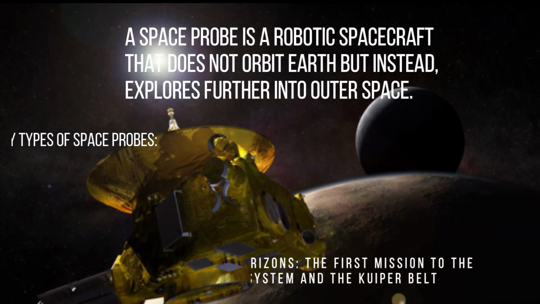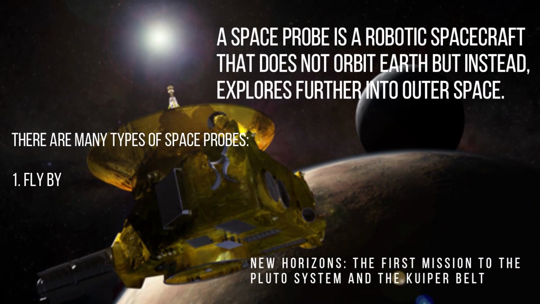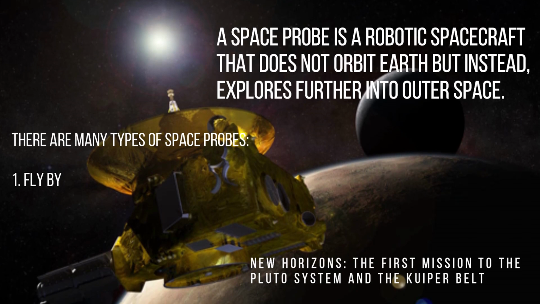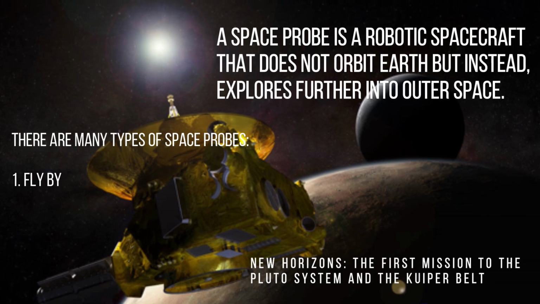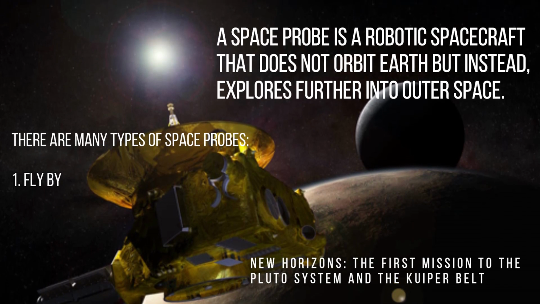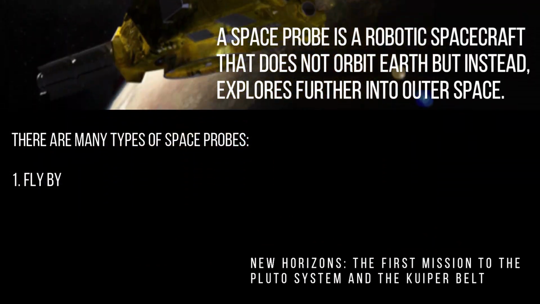A space probe is a robotic spacecraft that doesn't orbit Earth but instead explores further into outer space. Now, going into the types of space probes, we have first the flyby. It is a space probe which flies past celestial objects and tells us what a body looks like. It takes measurements of temperature, light, gravity, mass, magnetic field, atmosphere, composition and more.